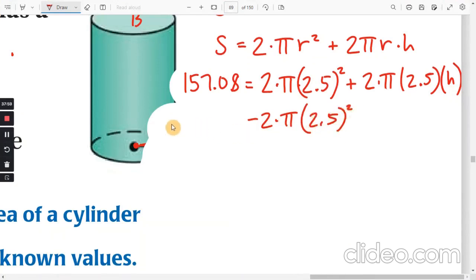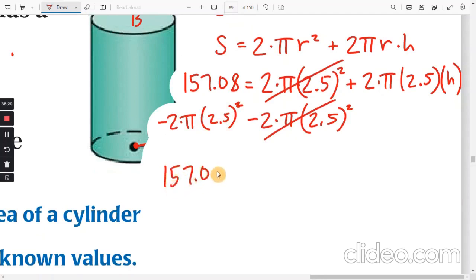Okay, so I'm going to subtract that, 2 times pi times 2.5 squared, from both sides. All right, and it cancels right here. And if you want an accurate answer, you really should leave this alone. So I'm going to leave it alone. 157.08 minus 2 times pi times 2.5 squared. And that's going to equal 2 times pi times 2.5h.